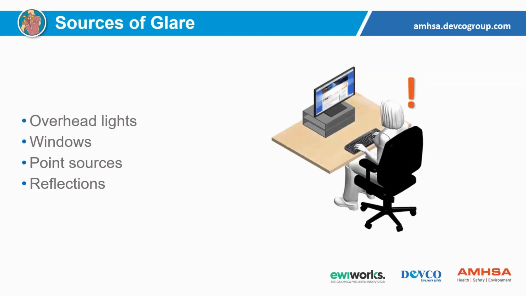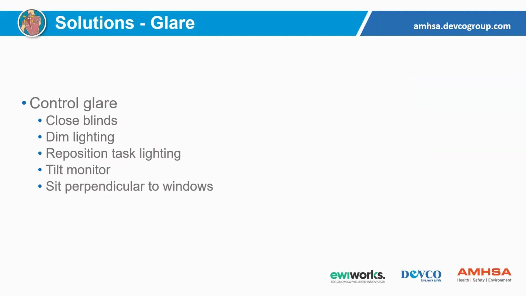Okay, so in terms of sources of glare: overhead lights, windows, right? If you've got work surfaces with a high gloss finish, most organizations don't buy those anymore. But if you do, you will certainly have more glare that you're dealing with.